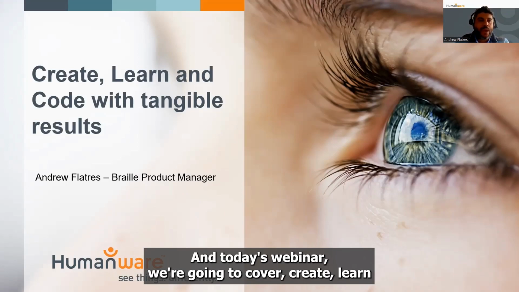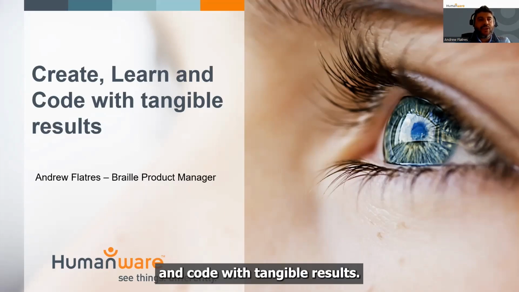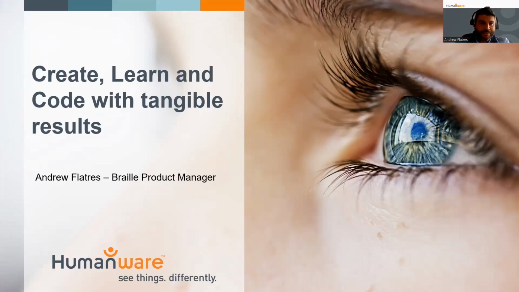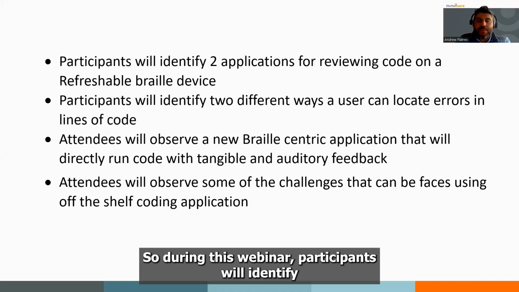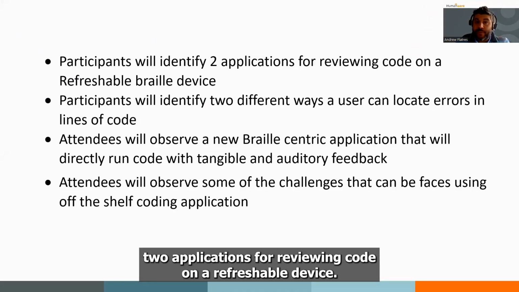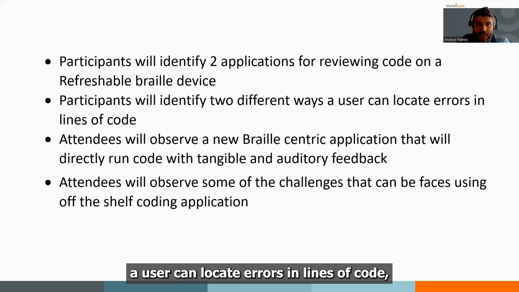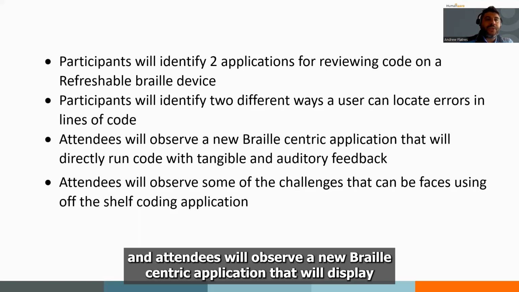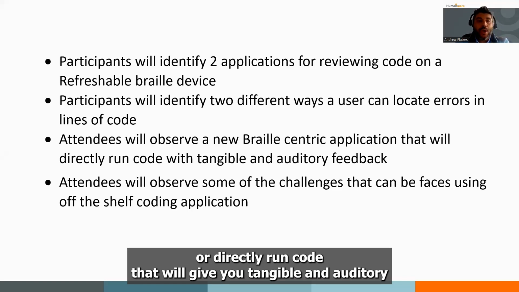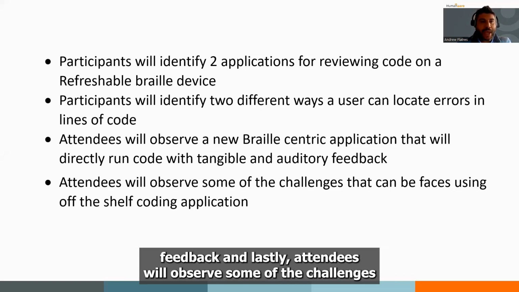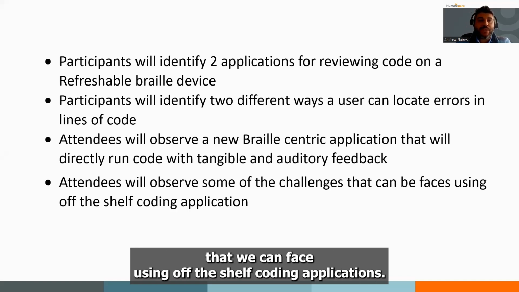And today's webinar, we're going to cover create, learn, and code with tangible results. During this webinar, participants will identify two applications for reviewing code on a refreshable device. Participants will identify two different ways a user can locate errors in lines of code. And attendees will observe a new Braille-centric application that will display or directly run code that will give you tangible and auditory feedback. And lastly, attendees will observe some of the challenges that we can face using off-the-shelf coding applications.